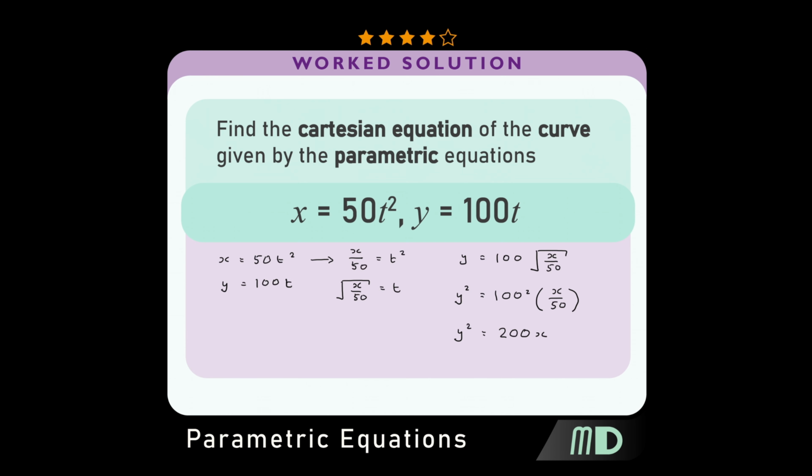For more explanation and examples of Cartesian and parametric equations, including an alternative method for answering this question, search our channel for parametric equations. So, the Cartesian equation of the curve and the answer to this question is y squared equal to 200x.